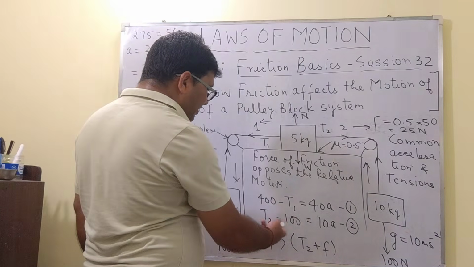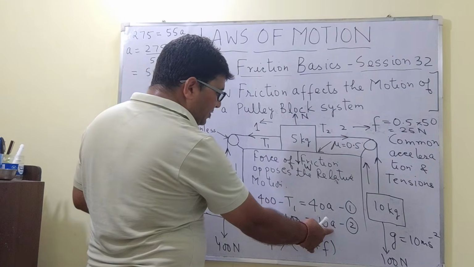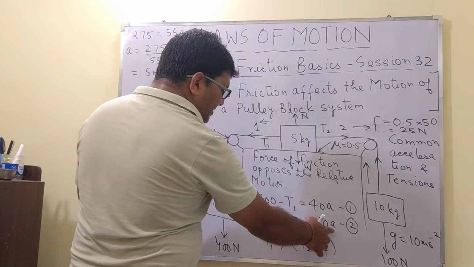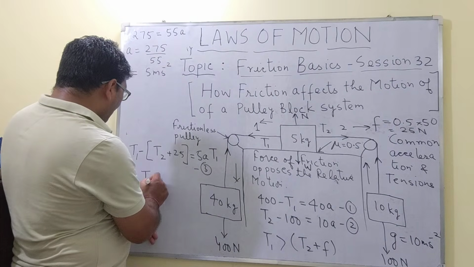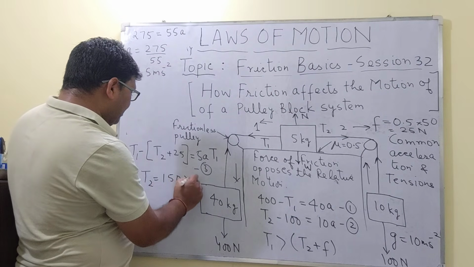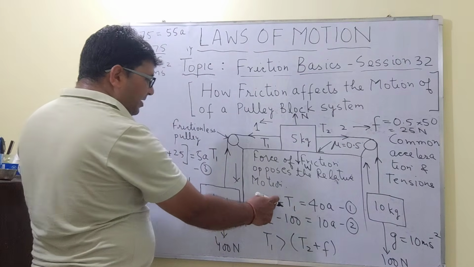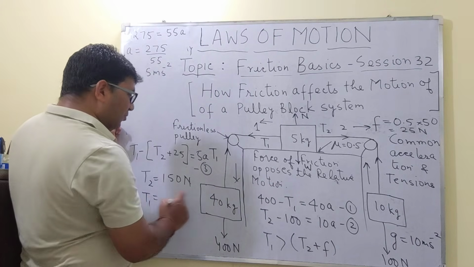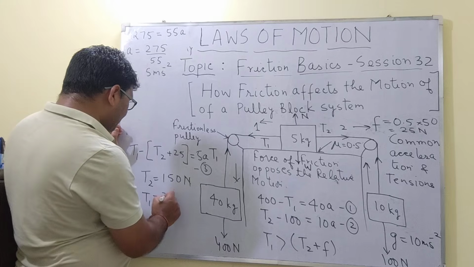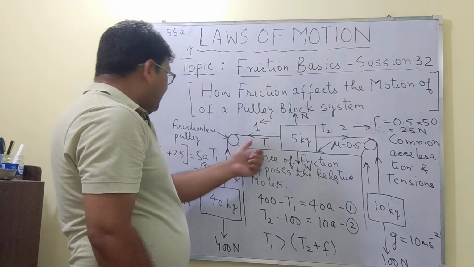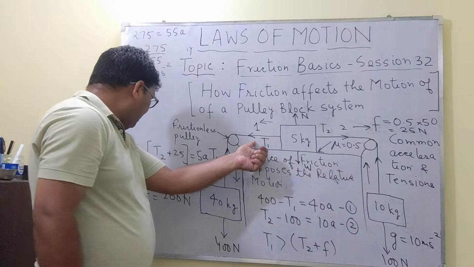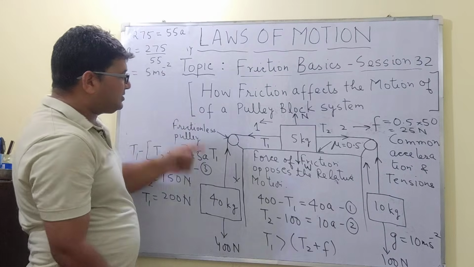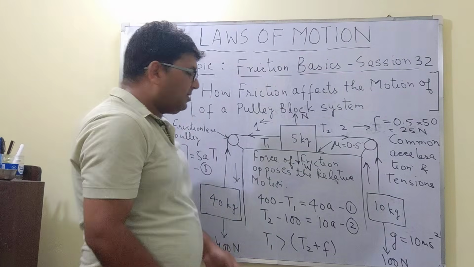Now you have to find the tensions T1 and T2, which will come out very easily. I will be substituting the value of A in equation number 1 and 2. So what has the value of A become? 5 meter per second square, so 50, and so T2 will be equal to 150 Newtons. And how much will T1 be? T1 will be equal to 400 minus 40A. So T1 will be equal to 400 minus this A is 5, so 200. So this is equal to 200 Newtons. So the tension in string 1 will be equal to 200 Newtons. The tension in string 2 will be equal to 150 Newtons, and the common acceleration of these three blocks will be equal to 5 meter per second square.